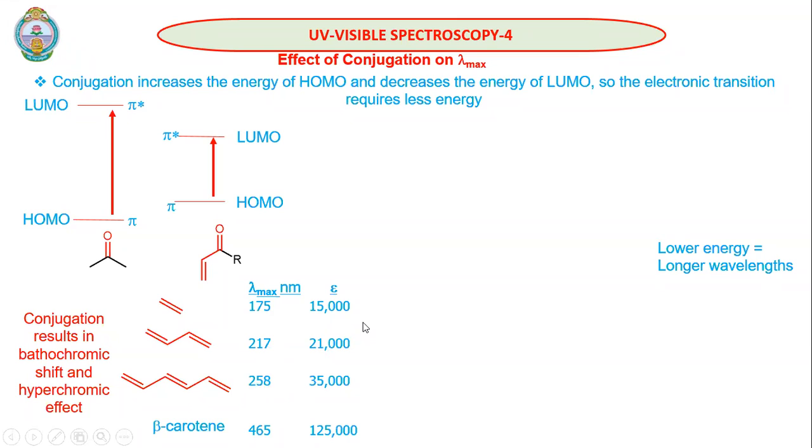Conjugation not only has a bathochromic shift, but it will also have a hyperchromic shift. That means the epsilon value will also increase with conjugation. Please look at the epsilon values of ethene, butadiene, hexatriene, and beta carotene. The epsilon value is increasing. So an increase in epsilon value is called the hyperchromic effect. So conjugation results in a bathochromic shift as well as a hyperchromic effect.